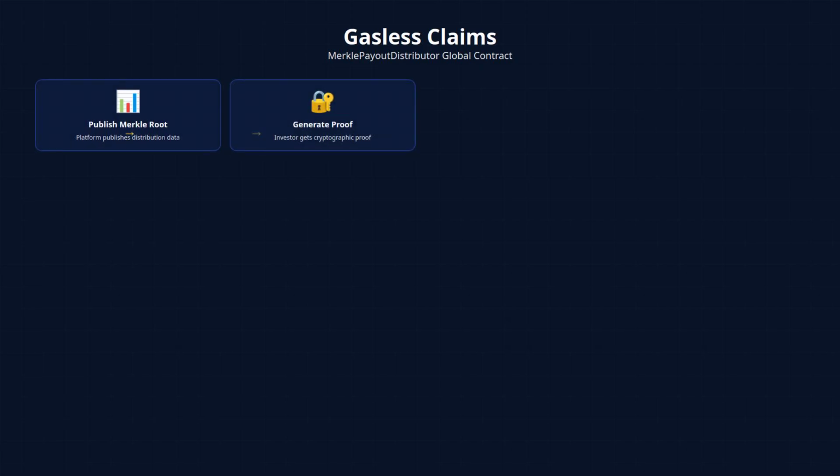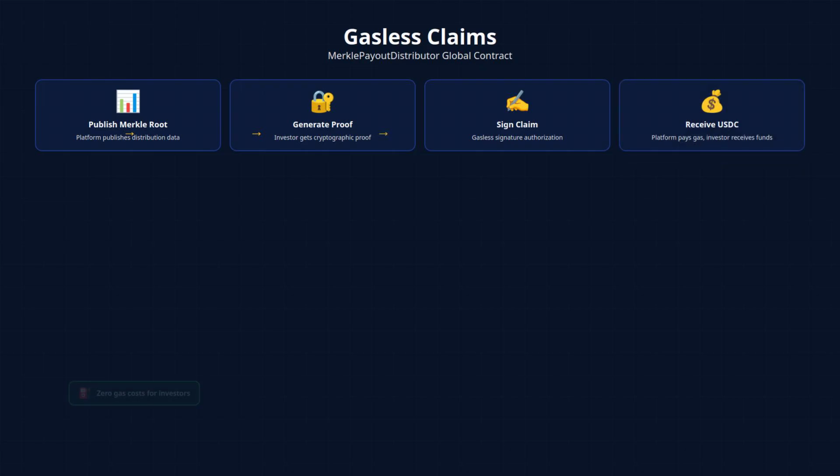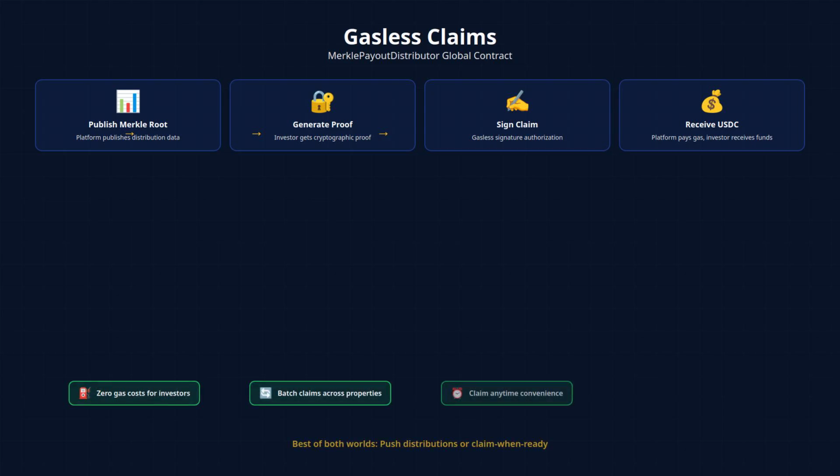For maximum flexibility, we also offer gasless claims through our Merkle Payout Distributor contract. Instead of pushing funds, we publish a Merkle route representing all investor entitlements. Investors can claim their distributions at any time without paying gas. The platform covers transaction fees. This global contract works across all properties, letting investors batch claim from multiple investments in a single gasless transaction. It's the best of both worlds: immediate push distributions or claim when ready convenience.